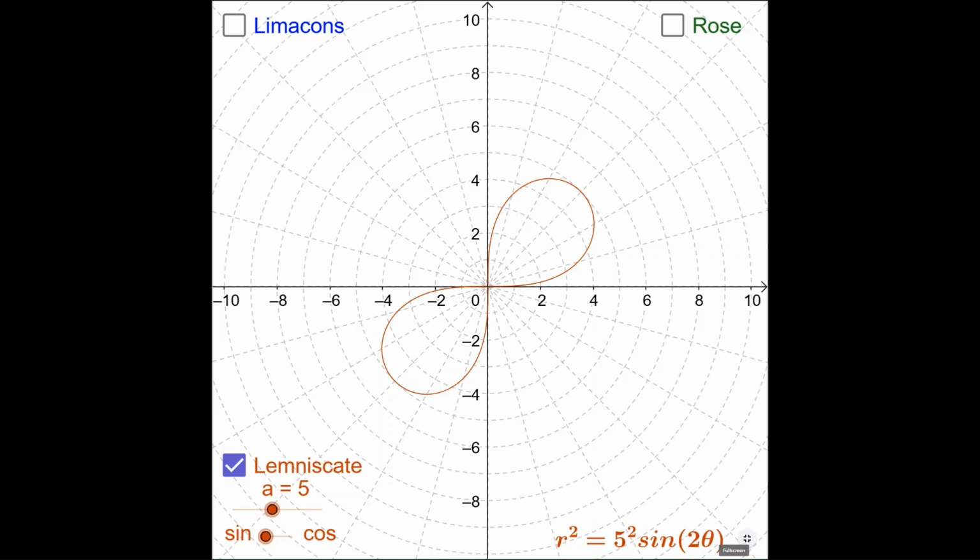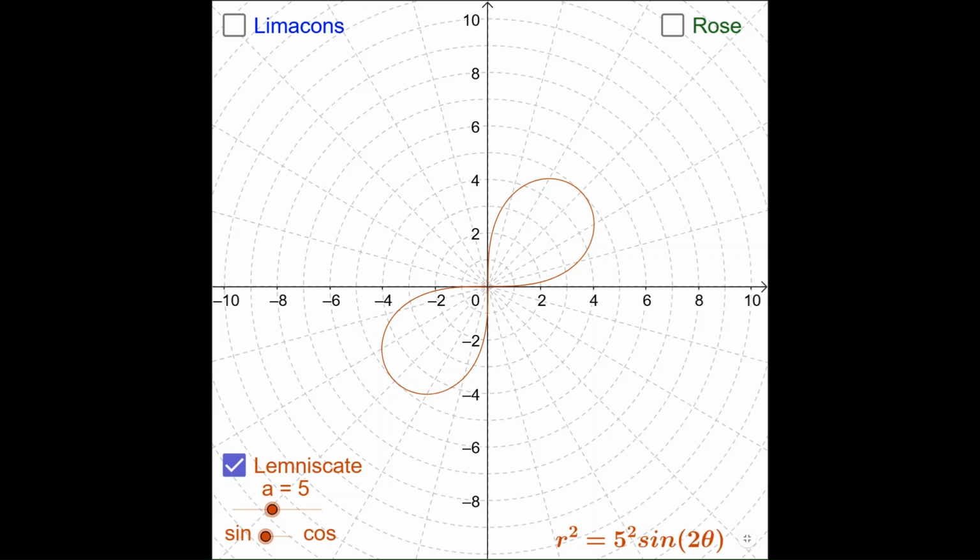So in this example I have here, we're looking at the graph of r squared is equal to 5 squared sine of 2 theta. And you might see it, instead of 5 squared, written as 25 sometimes. So r squared equals 5 squared sine of 2 theta. And the graph that we get for this looks like two loops going in opposite directions. They both meet at the origin, and they have a radius of 5. Each of them extends outwards to the circle of radius 5.